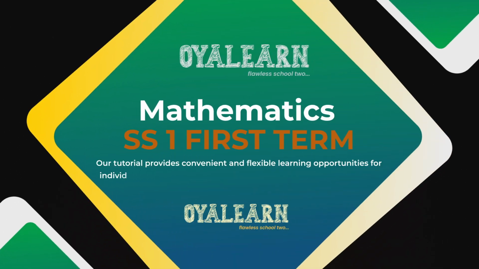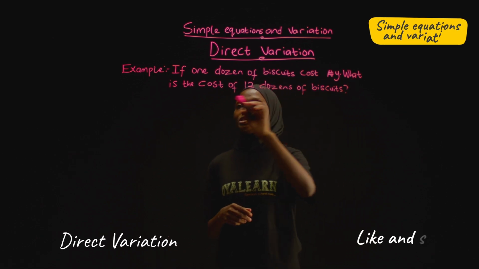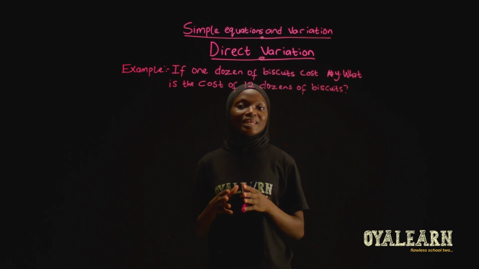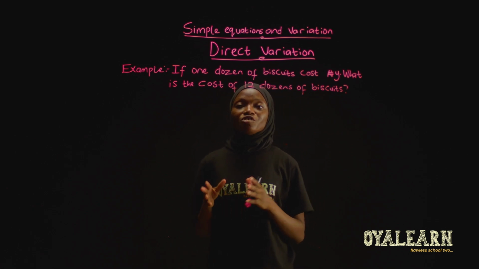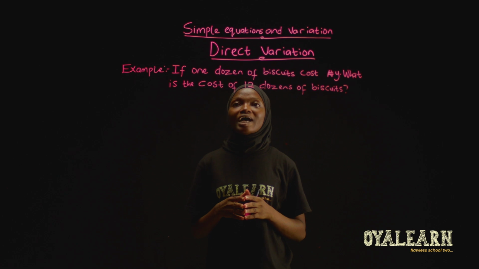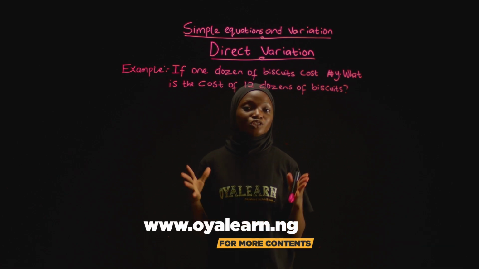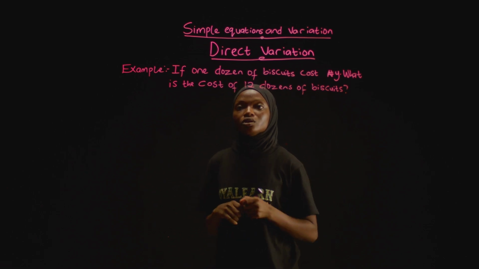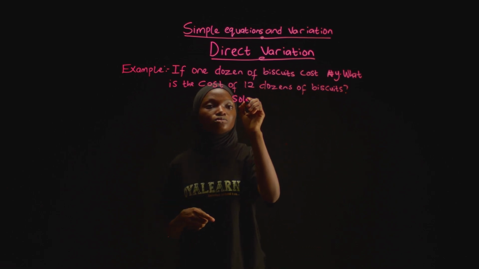Example: if 1 dozen of biscuits costs y naira, what is the cost of 12 dozens of biscuits? Now, before we solve this, let's check what variables we have. The variables we have here are the cost of the biscuits and the number of biscuits we are buying or selling. So, solution.